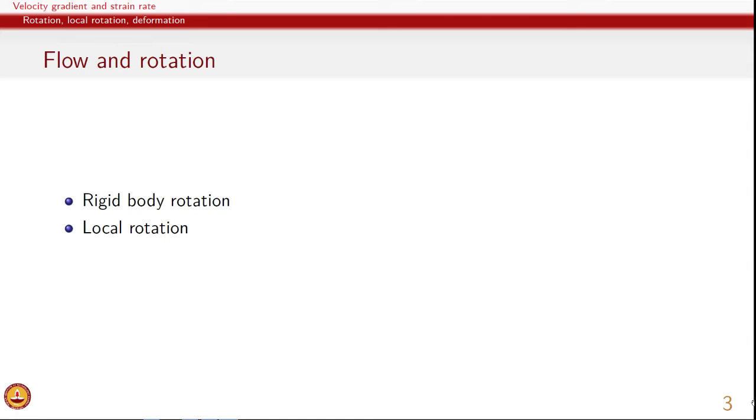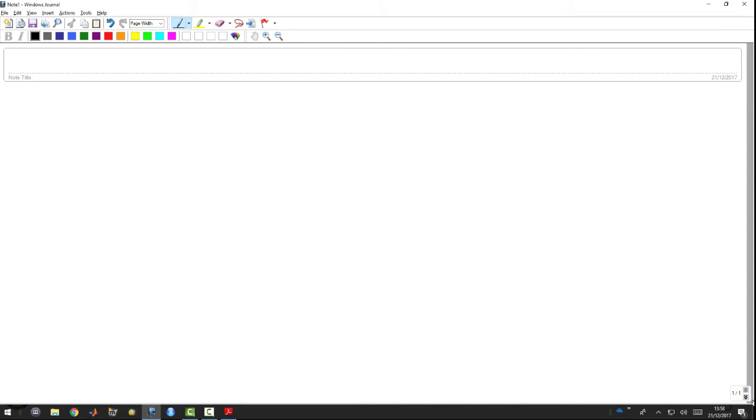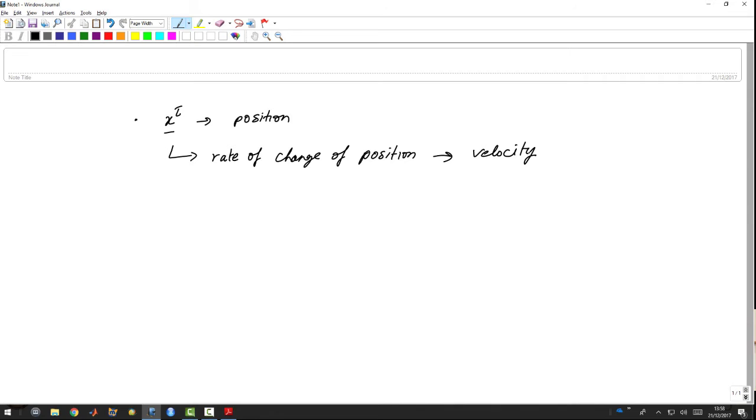So when you look at flow and rotation, what we have is an individual material point. Its position, as we have seen, is defined as x of tau. And the rate of change of this position is velocity. And so the velocity tells us about the overall direction of flow.